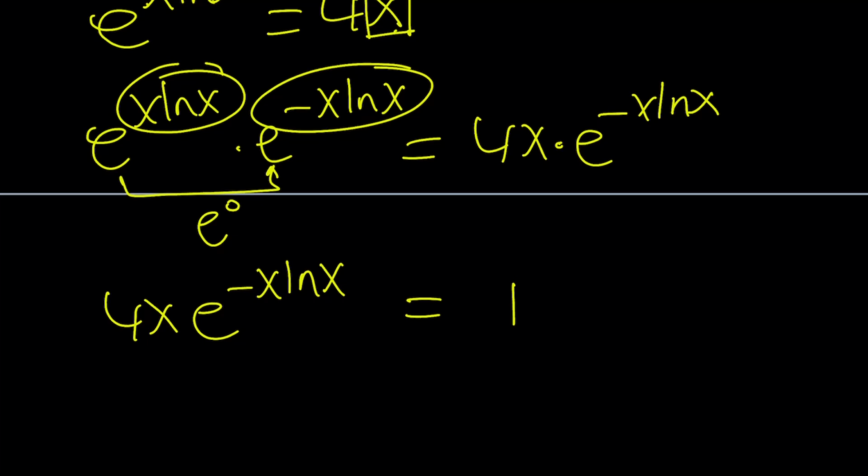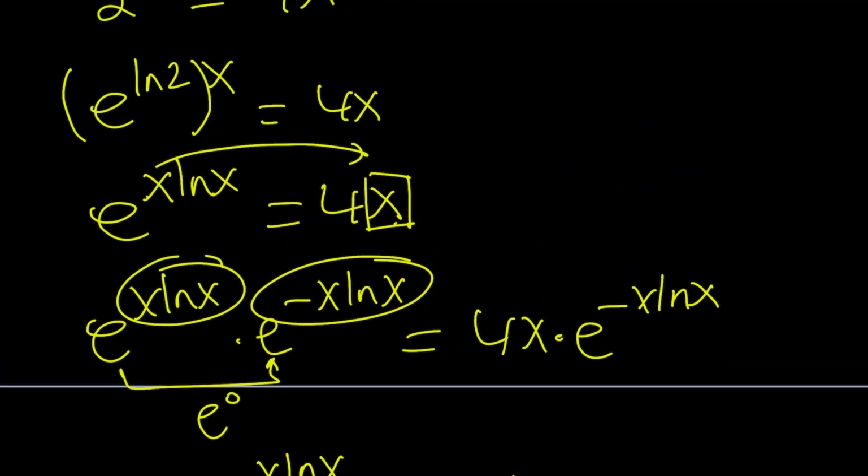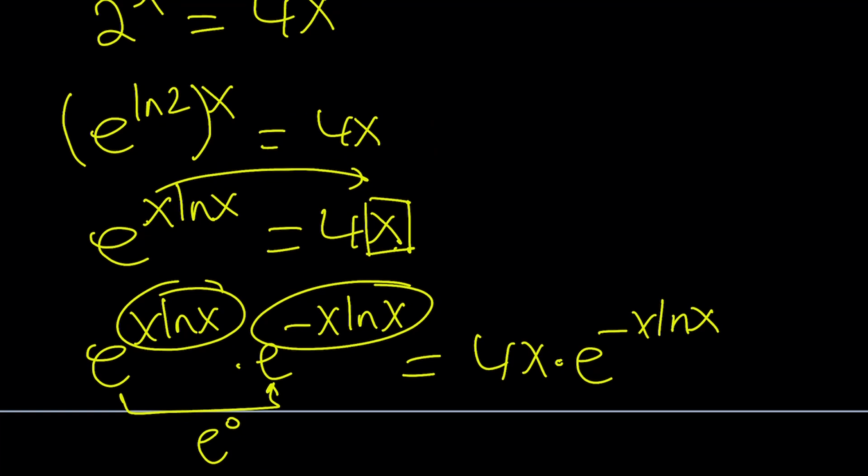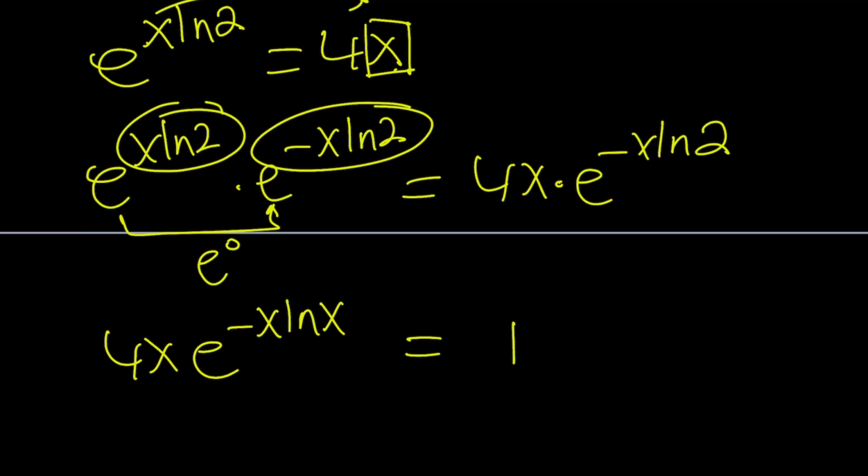Cool. Now, we still got some work to do, right? And how do we handle this? By the way, I just turned the ln 2 magically into ln x during the process. I don't know how that happened, but I just kept doing it. Okay, let me go ahead and clean this up real quick. So this is supposed to be x ln 2, and then here also x ln 2, and obviously here as well, that's going to be x ln 2. Great. Now this is good.